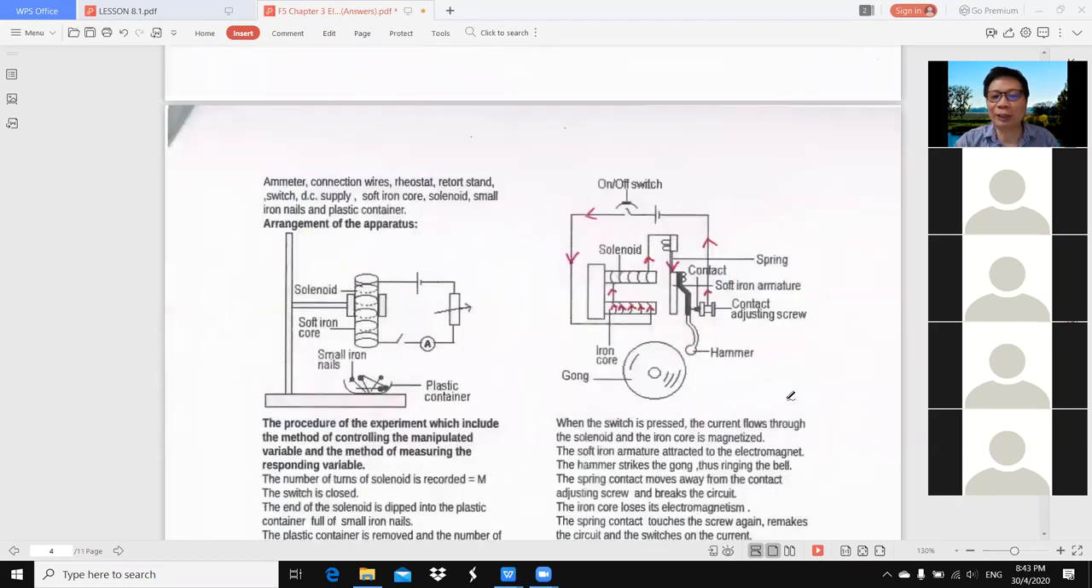Okay. This electric bell we have learned now. I go very fast, I repeat again. This electric bell, how does this electric bell use an electromagnet to function? Okay, it's like this. When you push this button to turn on the bell, right?